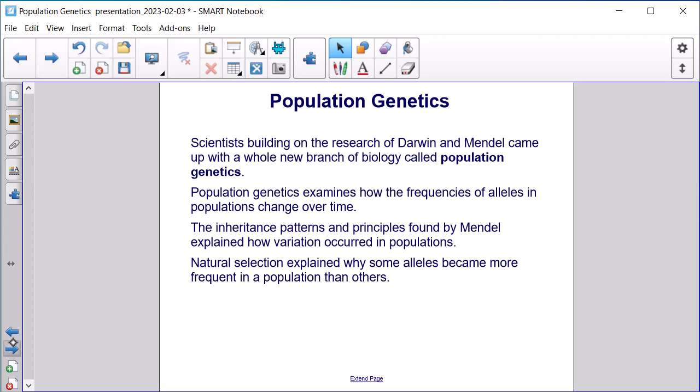Scientists building on the research of Darwin and Mendel came up with a whole new branch of biology called population genetics. Population genetics examines how the frequencies of alleles in populations change over time. The inheritance patterns and principles found by Mendel explained how variation occurred in populations. Natural selection explained why some alleles became more frequent in a population than others.